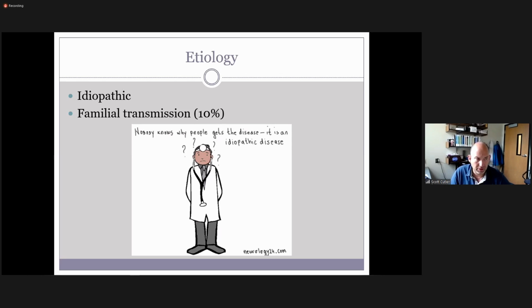Okay, etiology here is idiopathic. It can have a familial transmission in 10% of cases. In other words, it's genetically passed down.